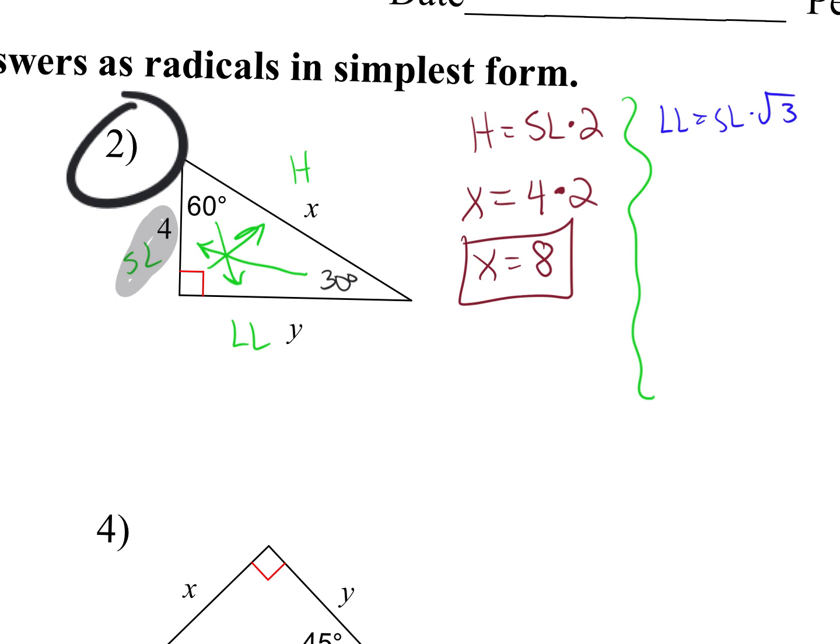Then go to the other one. Long leg is equal to short leg times square root 3. Right now my long leg is y. My short leg is 4, times square root 3. So remember, when we're multiplying this, if they want you to leave it in the simplest radical, we're not going to multiply the number with the radical. So if you're multiplying, just put them right next to each other. So just 4 square root 3.